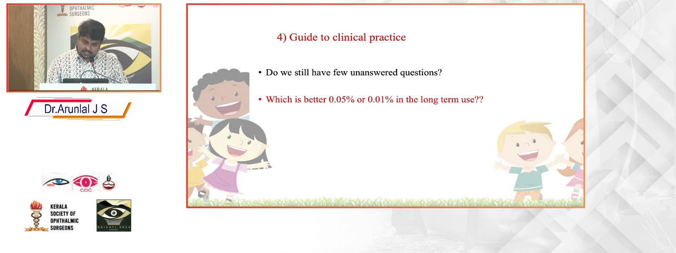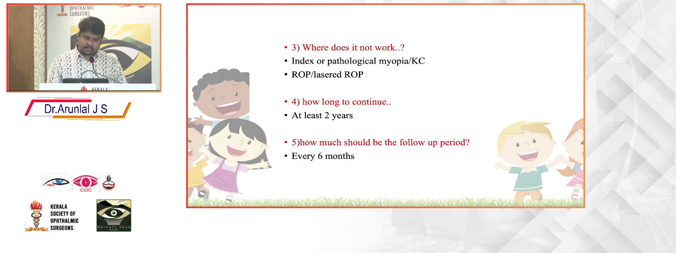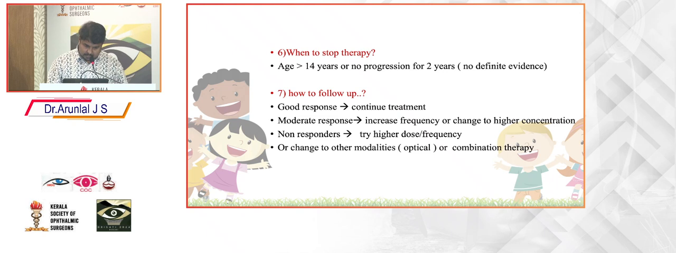So, do we still have unanswered questions? Yes, we have. Which is better, 0.05% or 0.01% for long-term use? For the time being, atropine 0.01% is the recommended one. What are the indications? Age between 5 to 15 years, increase of myopia of 0.5 diopter or more per year, or axial length change of more than 0.1 millimeter per year. But keep in mind, it can only be used in simple myopia, true axial myopia only, not in index or pathological myopia or ROP associated myopia, and we have to follow up every 6 months, at least for 2 years.